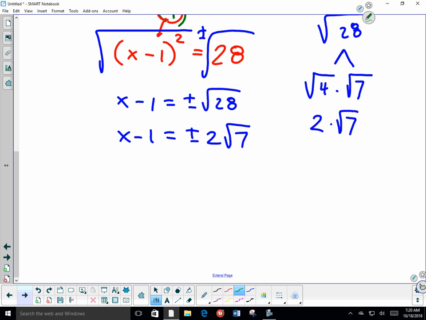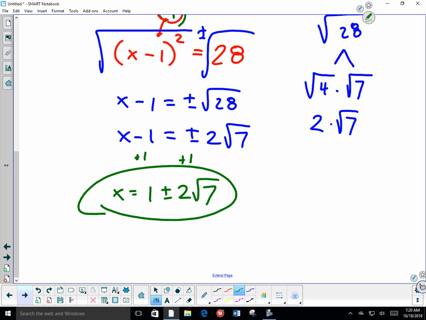I still need to get x by itself, so I'm going to add 1 to both sides, and I'm just going to put that 1 in front of the 2 rad 7. So my two solutions here are 1 plus 2 rad 7 and 1 minus 2 rad 7, but I can just write the two together like this. Those are my two solutions for number 3.